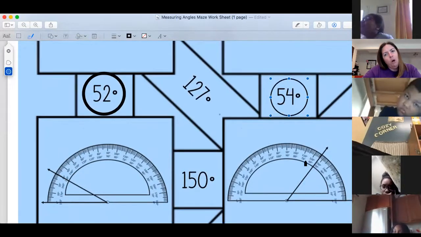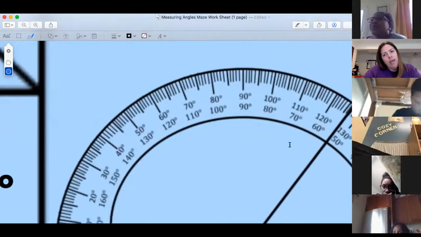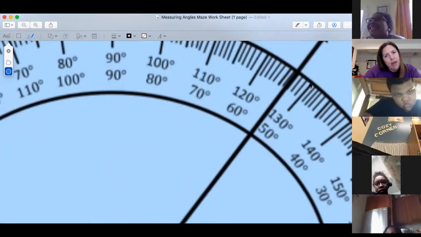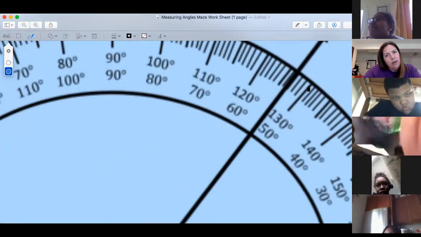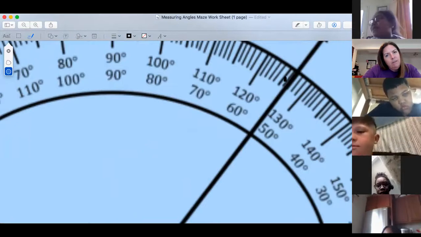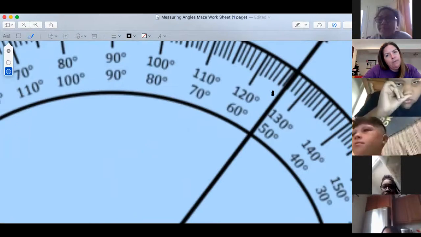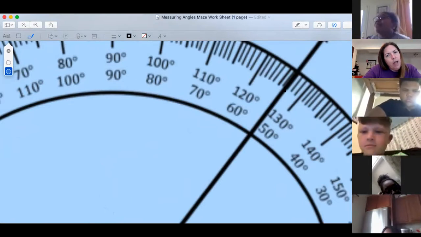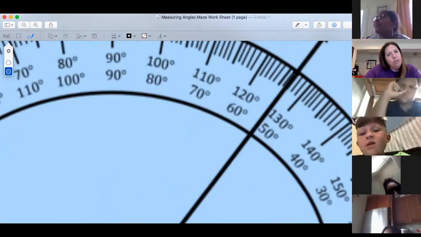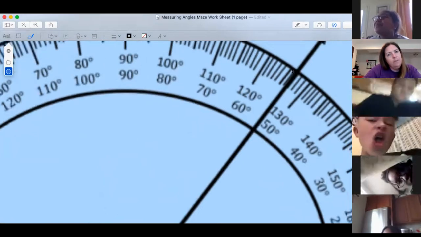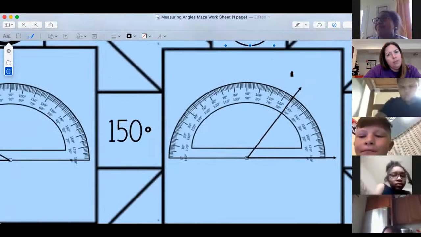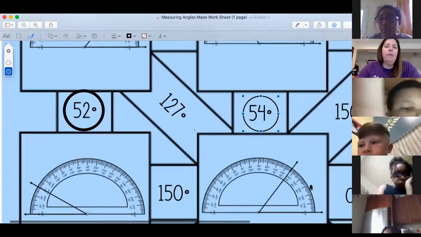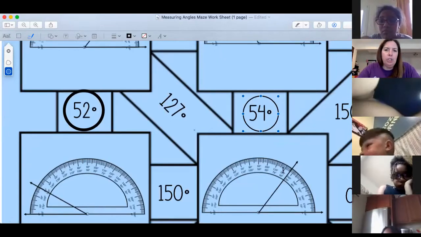54. I'm going to zoom way in so you can see here's the 50-degree line, this line right here. The 55 line, halfway between 50 degrees and 60 degrees, is here. And our ray, our arm, is close to the 55 mark. We have to get really zoomed in to see that on the screen. So this angle measures 54 degrees.